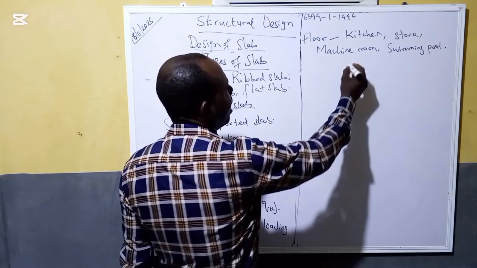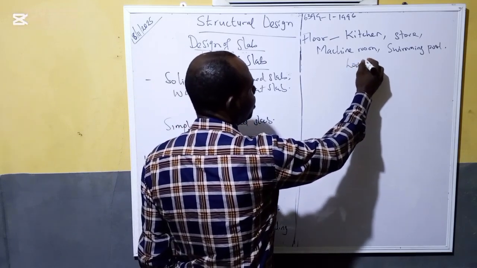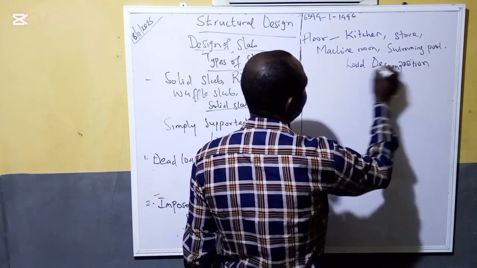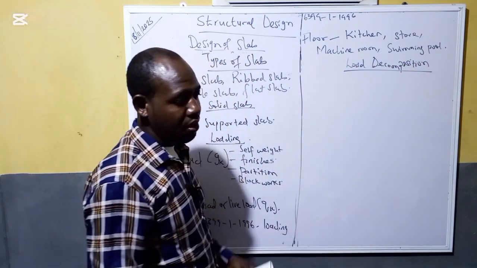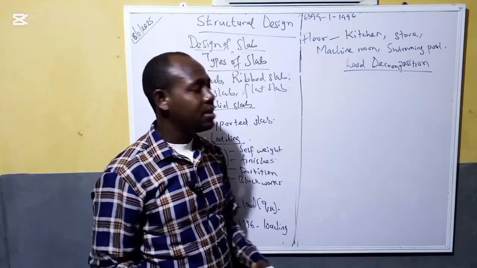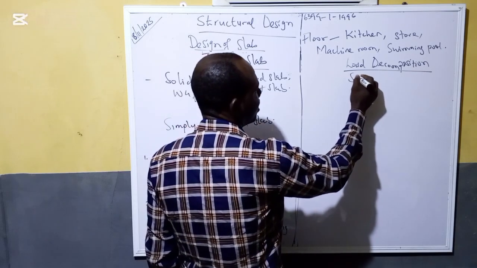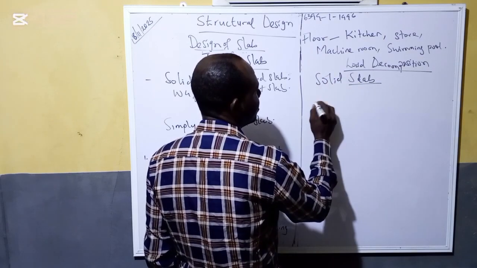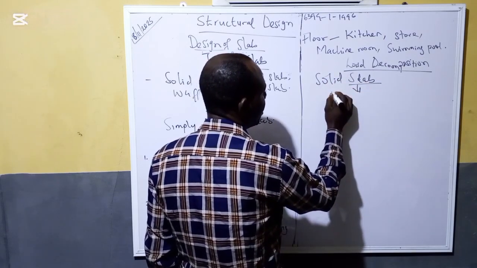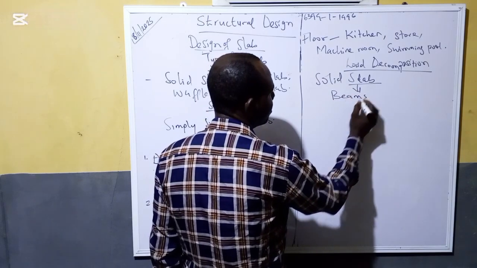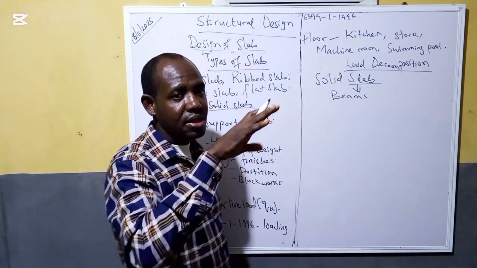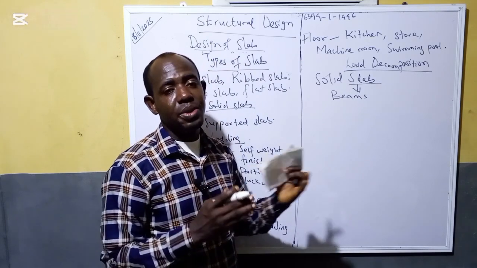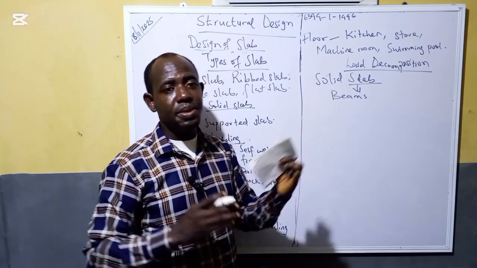And then I now come to load decomposition. That is, how do the loads flow down from your slab? How do they come down? Now, you have load from the slab, and I told you we are talking about solid slab. The slab transfers the load to the beams, and there are ways in which the load from the slab is being transferred.